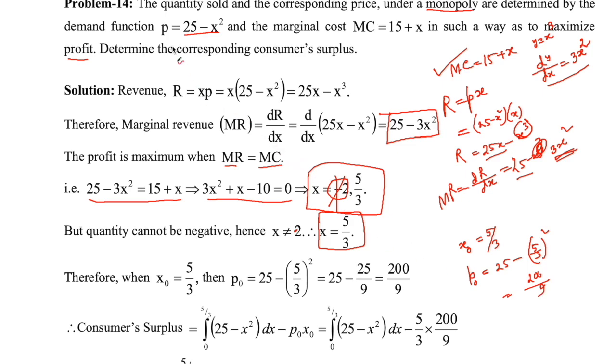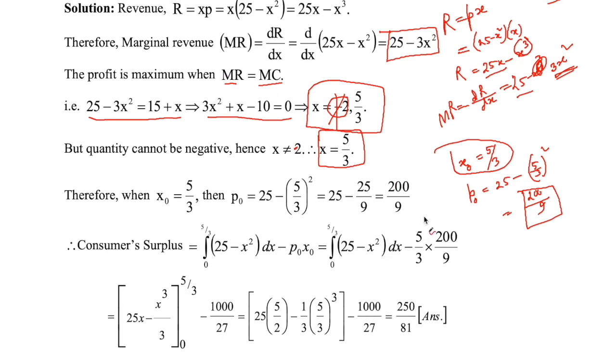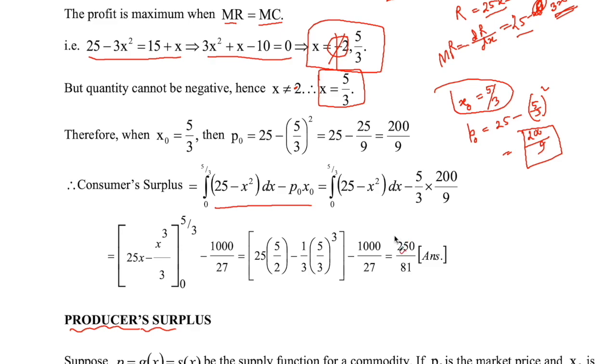So you know the demand function, you know the equilibrium quantity, you know the equilibrium price, or market quantity and market price. Therefore, using your consumer surplus formula, you can easily now calculate CS.